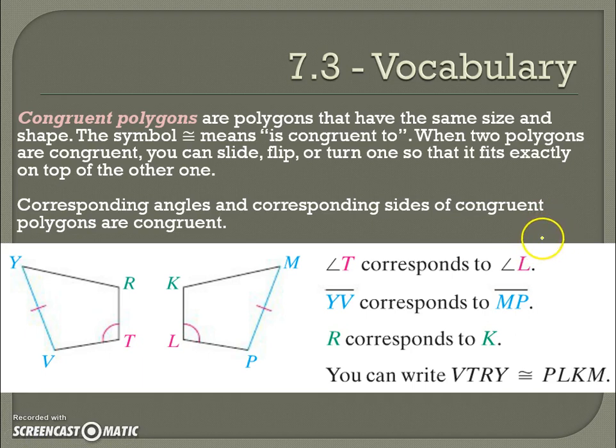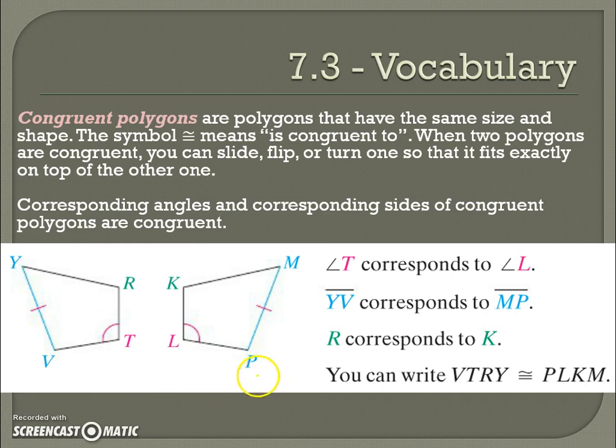Congruent polygons are polygons that have the same size and shape. This symbol right here, it's an equal sign with a little wave thing over it, means is congruent to. When two polygons are congruent, you could slide, flip, or turn one so that it fits exactly on top of the other. Corresponding angles and corresponding sides of congruent polygons are congruent.